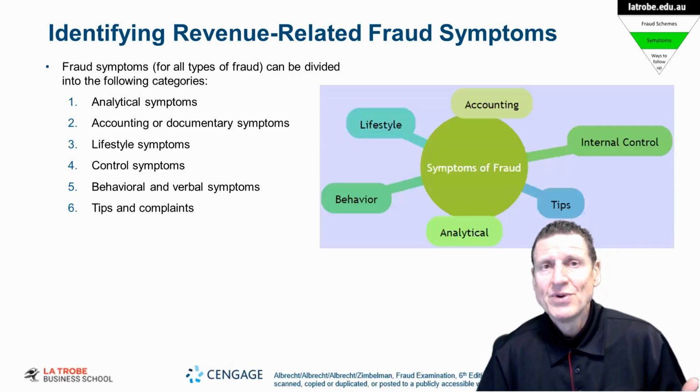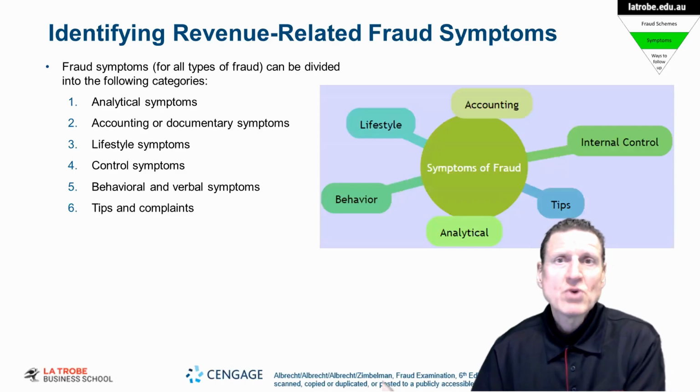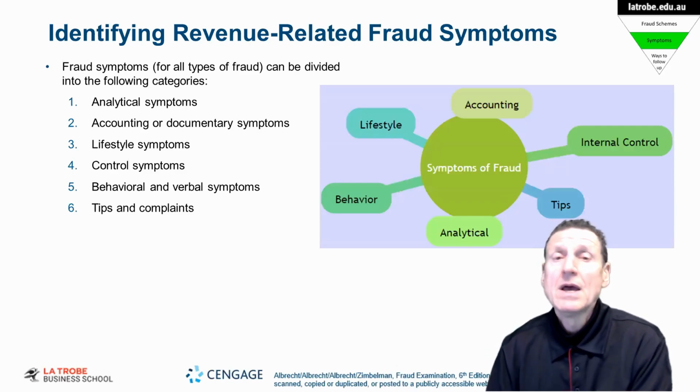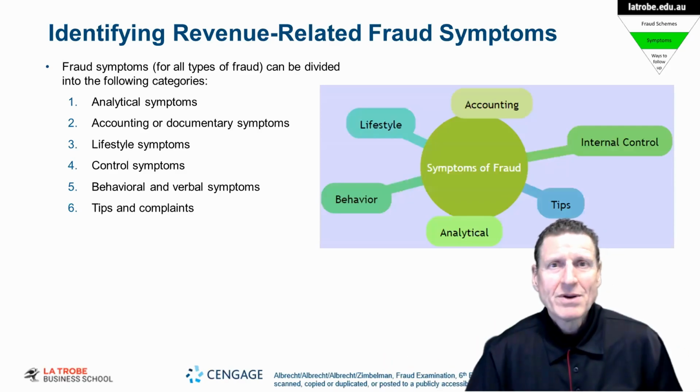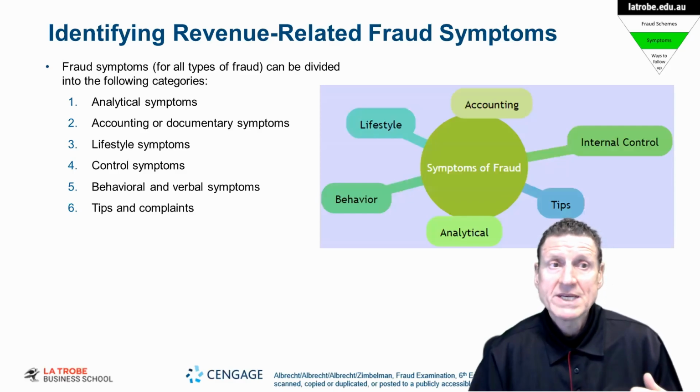So it's hard to distinguish, oh, they're driving around in Mercedes, but they always drive around in Mercedes because their bonus is $1 million a year anyway. All right. So you cannot really discover these frauds by looking at lifestyle or behavior. The heavy lifting is done by the accounting and analytical. And as we saw in the previous table, tips and complaints. So let's have a look at this in more detail.